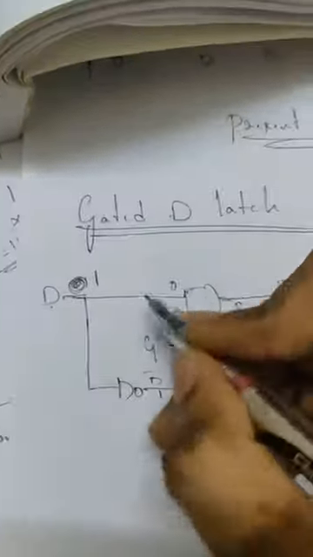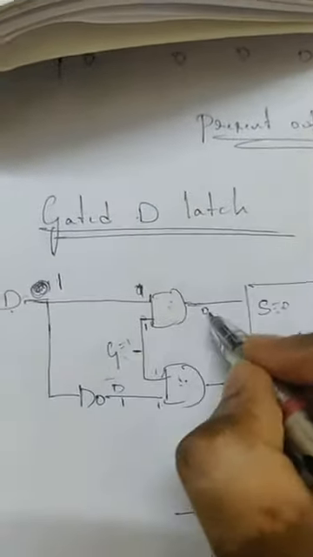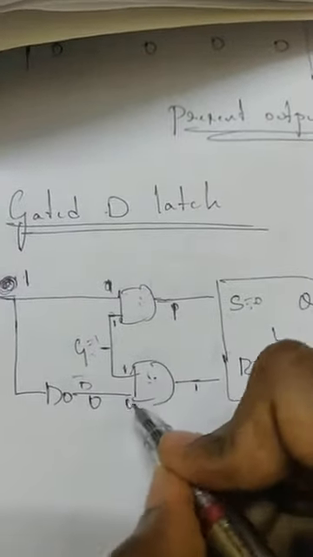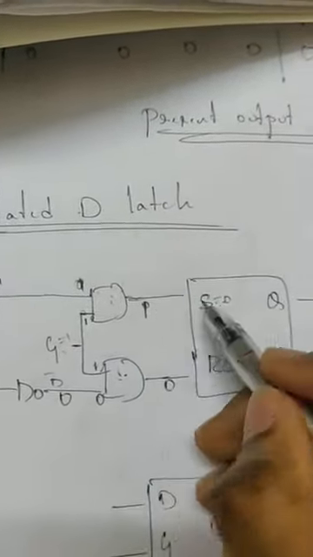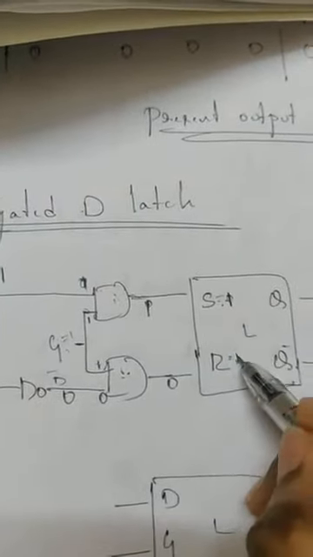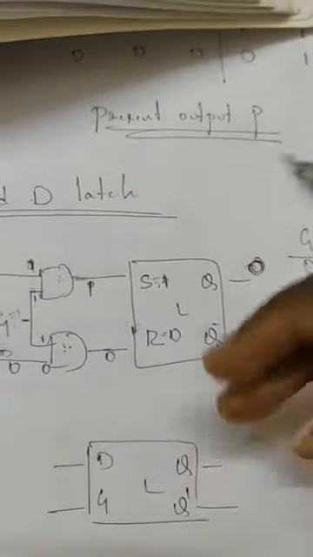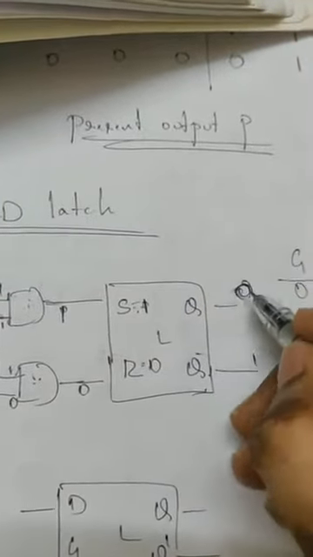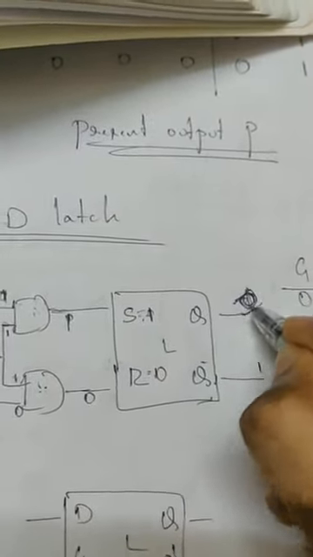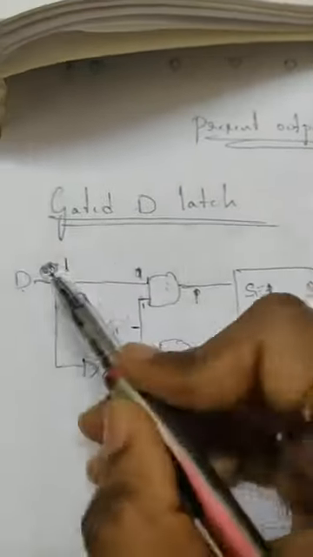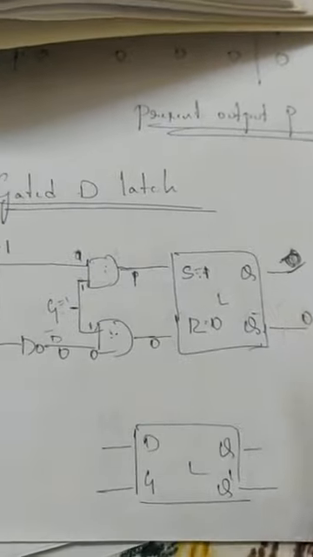So let me take next, D is equal to 1. D is equal to 1 means this will be 1. 1 and 1 is 1. So this will be 0, and 1 and 0 will be 0. S is equal to 1 and R is equal to 0. When S is equal to 1 and R is equal to 0, we call it a set state. Whenever S is equal to 1, R is equal to 0, Q will be 1, and Q bar will be 0. So whenever D gets 1, the Q will be 1. Whenever D gets 0, the Q will be 0. Simple. This is how it works.